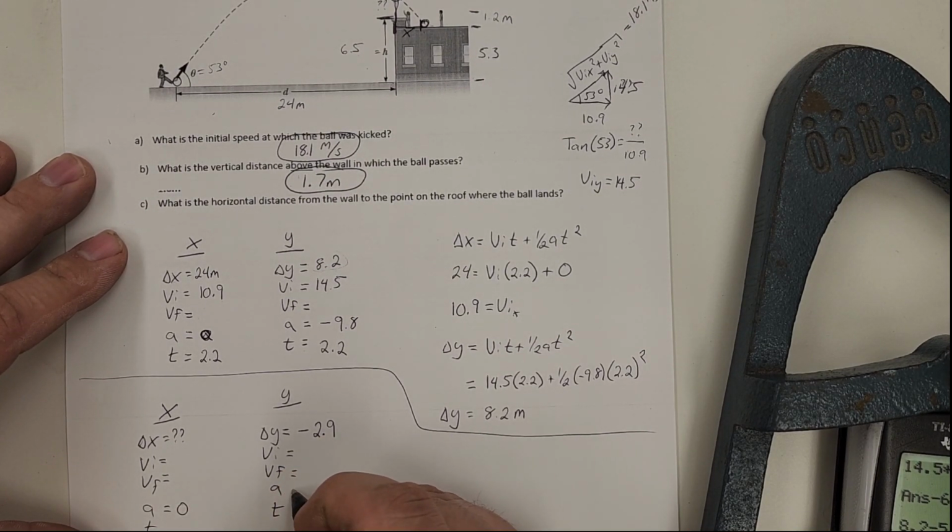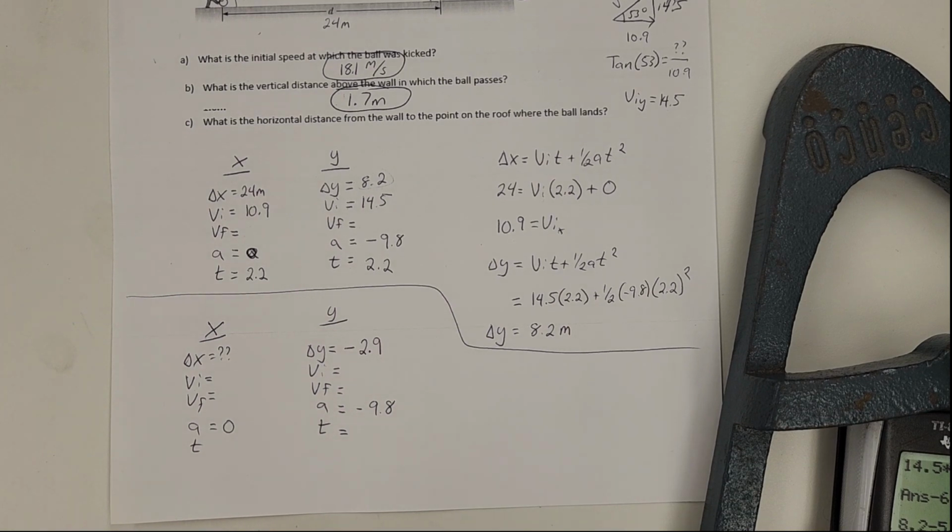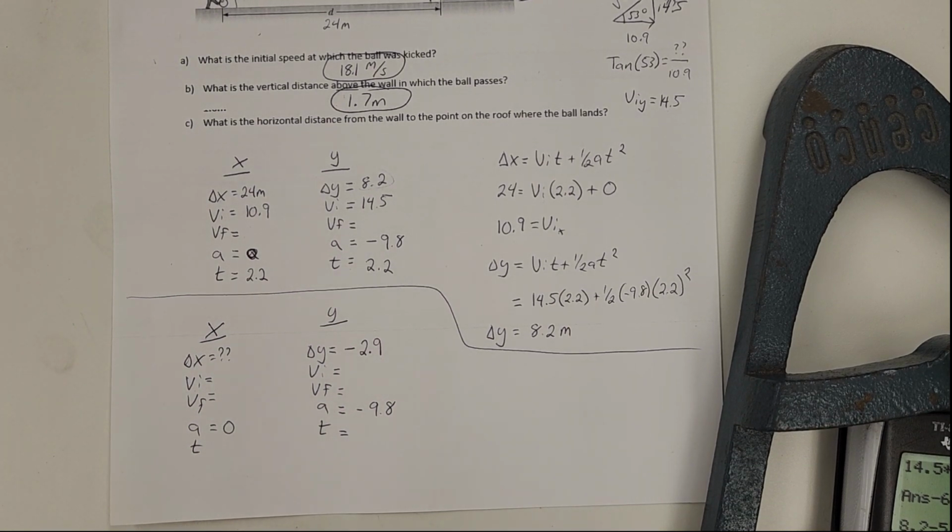Initial velocity, we don't know. Final velocity, we don't know. But we do know the acceleration is 9.8. Ooh, we're looking pretty scarce here. 2 and 2. Okay, so we have to figure some other stuff out in order to make this work.